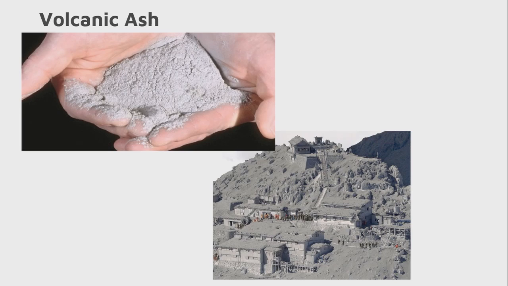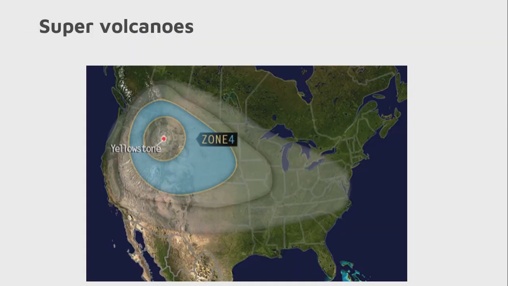And something you might not know about volcanoes and volcanic ash is that really, really big volcanoes will throw off a lot of this stuff. In this bottom right picture, you can see there's a village, I think, I'm not sure where this is, maybe Japan, and it's completely covered in this ash layer. There are these things called supervolcanoes that when they blow up, will cover entire continents with ash.